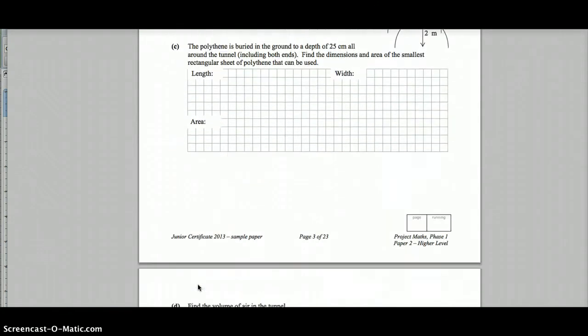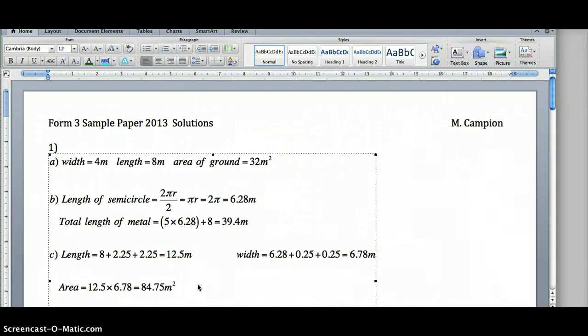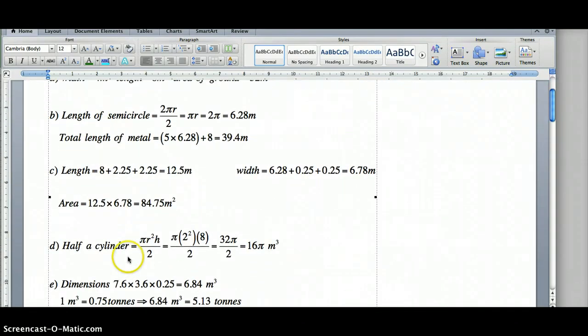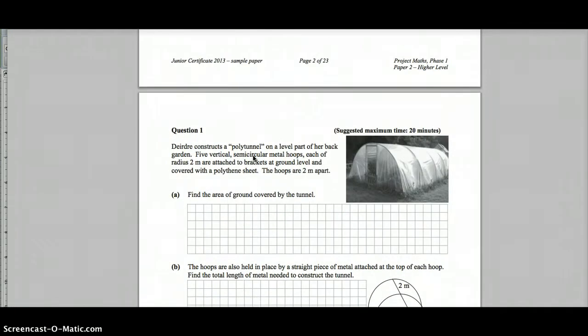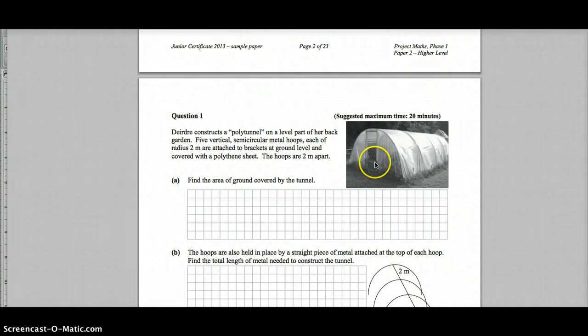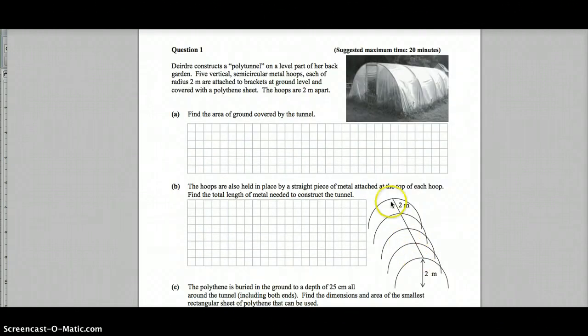Part D, you were asked, nice handy question, find the volume of air in the tunnel. Remember, you can do part D without being able to do any other part, so always be on the lookout for that. The shape is half a cylinder. Radius 2 and length 8.